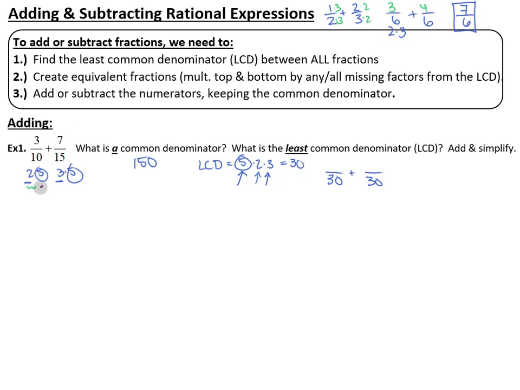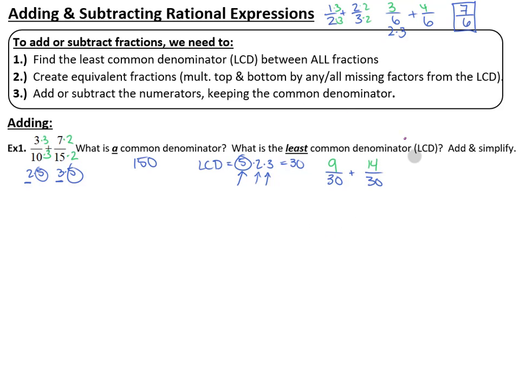Well, this had a 2 and 5. It has the 2 and the 5. So what factor was 10 missing? It's missing the 3. So we would multiply the top and bottom by 3. It'll give me 9/30, my equivalent fraction. Well, this had 3 and 5. What factor was it missing? It's missing 2. So we would need to multiply the top and bottom by 2 to get 14/30.